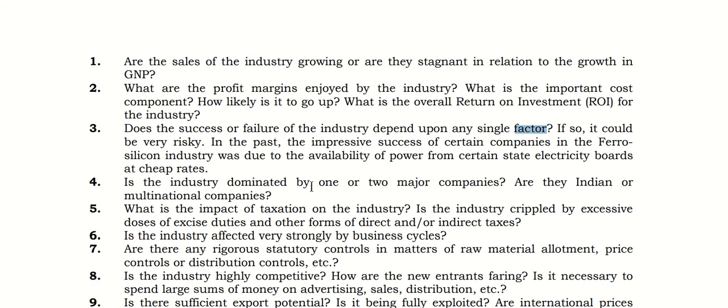And is the industry dominated by one or two major companies? Basically here you see whether there is monopoly, or perfect competition. You see what type of competition exists in the industry.